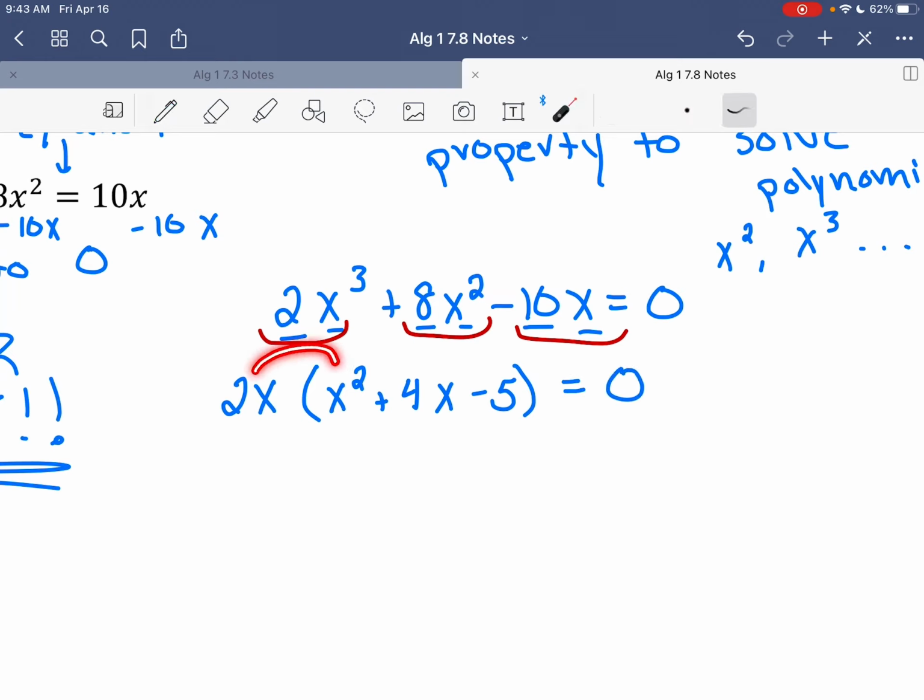So now let's double check. 2x times x to the second. Yep, got me that. 2x times 4x. Yep, gets me that. And 2x times negative 5. Yep, gets me that. So we're good so far. All right, so I have it factored. I've got one factor out front here.